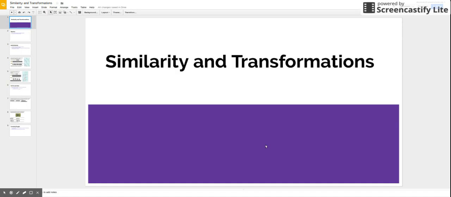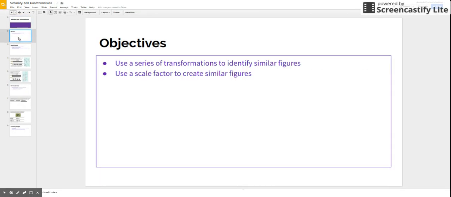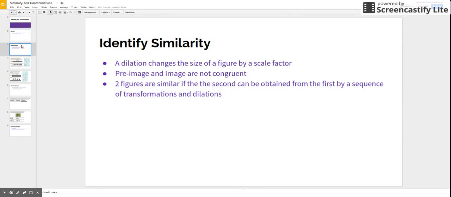Hi there, in this video we're going to learn about similarity and transformations. Your objectives for today are to use a series of transformations to identify similar figures, and to use a scale factor to create similar figures. First, let's begin by identifying similarity.